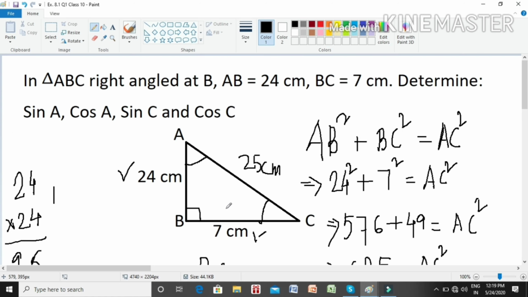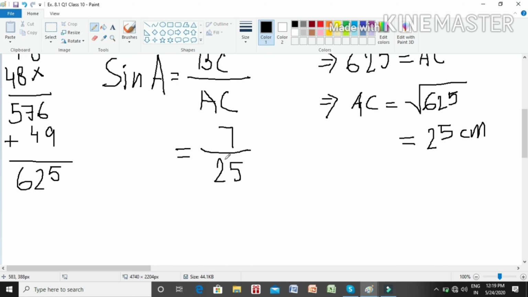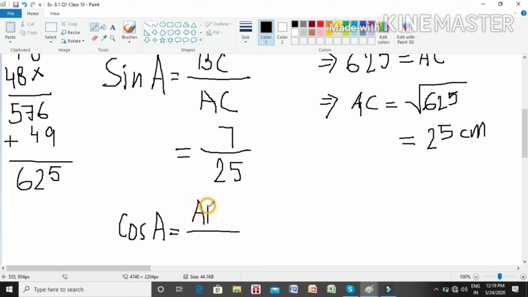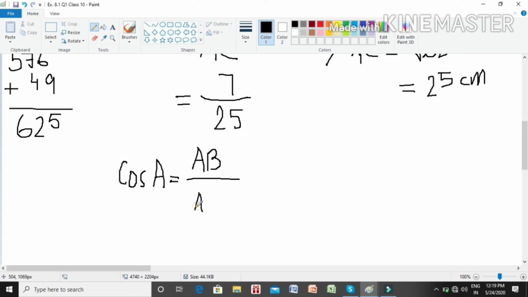Let us quickly find out what cos A is. So cos A, the same thing. Cos A means we are talking about base by hypotenuse. What is the base? The base will be AB, and the hypotenuse will be AC. No changes at all. So AB is 24 and AC is 25. This is the value of cos A.